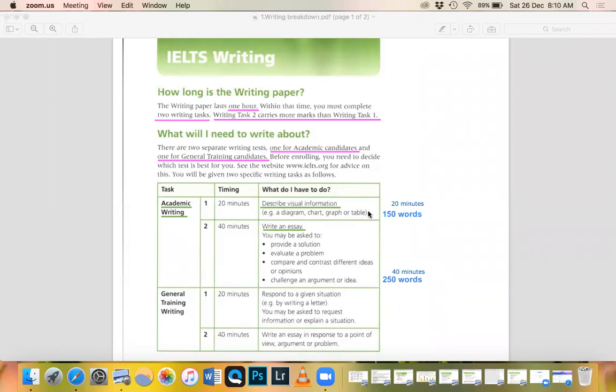All right, the next thing we need to look at is how do we get our band score for writing? We know that for reading and for listening, we just add up our score out of 40, and then we work out our band score from there. But writing is a little bit different. So for writing, we have our band score criteria.